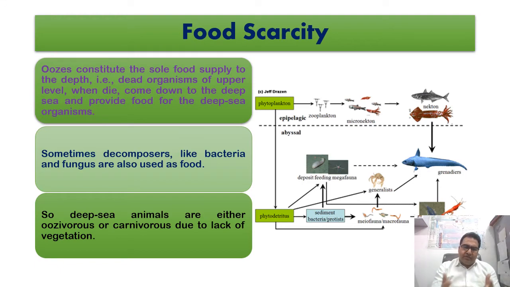Ooze can be in the form of Globigerina ooze, calcium ooze, silicon ooze, or different nutrient media which are present on the floor of the sea. Sometimes decomposers like bacteria and fungi are also used as food. Deep sea animals are either oozivorous or carnivorous. Due to the scarcity of food, they are mostly oozivorous or carnivorous.